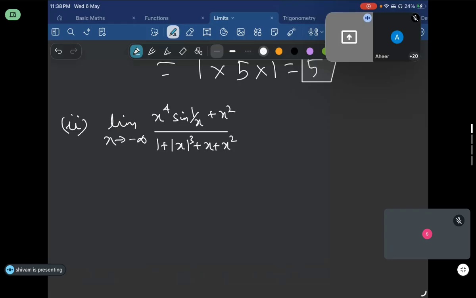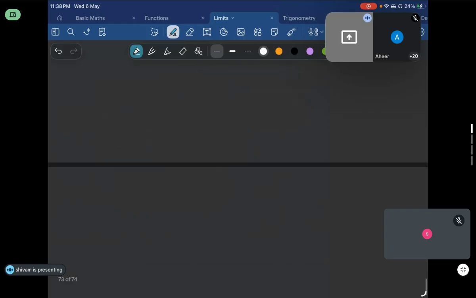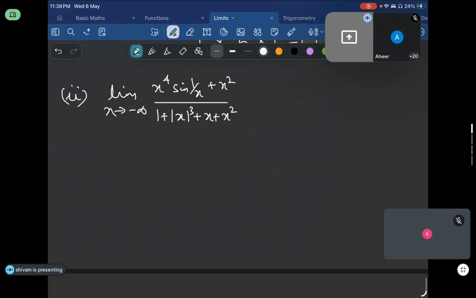So let's start, everyone. We have to divide by x to the power 4. Okay, what do we get? Yeah, but when we divide by x to the power 4, the whole denominator will tend to 0. Divide by x cube instead. We'll get limit x tends to minus infinity x into sine 1 by x.